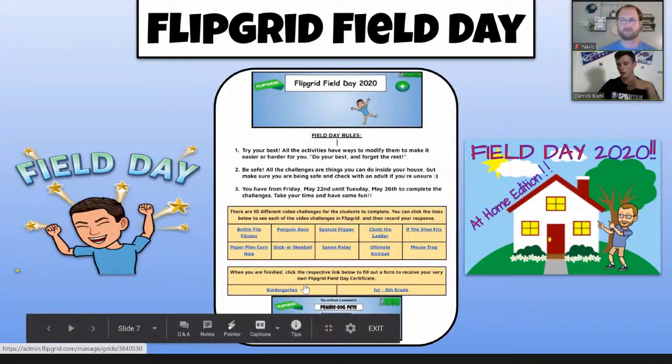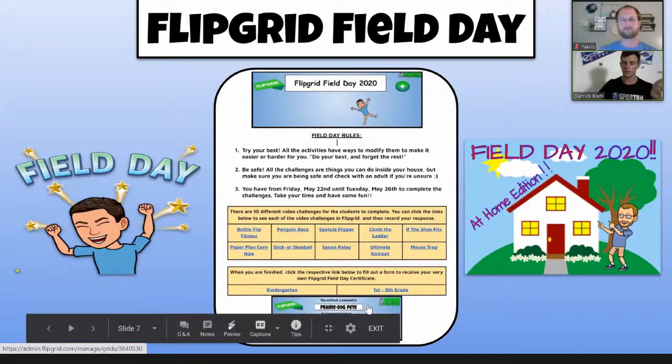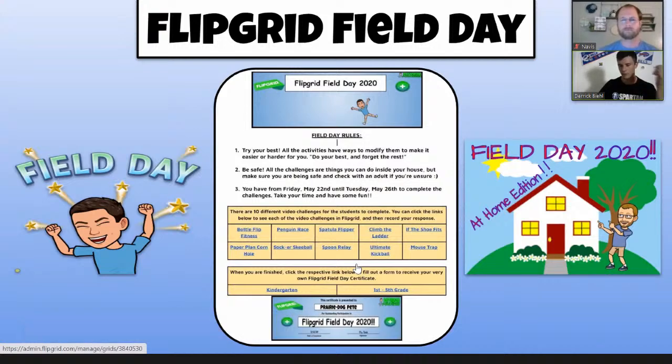When they're done, they would simply go down here, click a link where I use the Autocrat feature, and Becky Fulmer helped me out with this. When they click the link when they're done, they type in their name and their email address, and a certificate would pop up saying that they completed Flipgrid Field Day 2020, and they would be able to save that to their Google Drive or print it out.